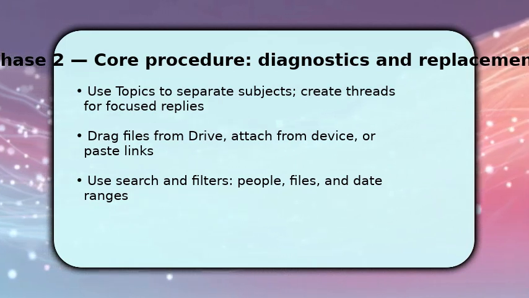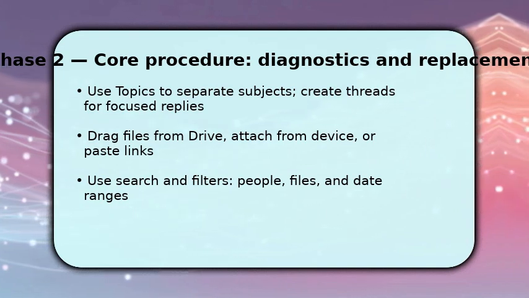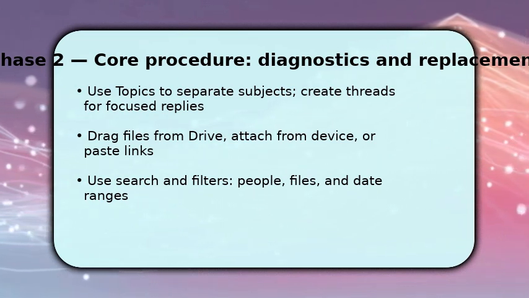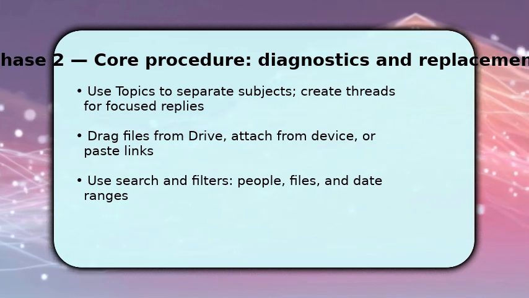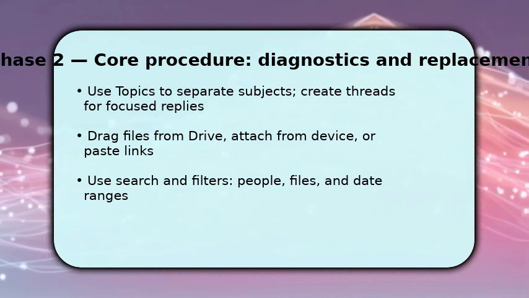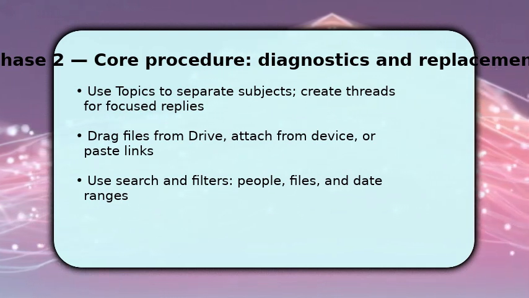This keeps context intact. Attach files directly from Drive or upload from your device. You can also paste links to external resources. Use the search bar and filters to find messages by person, file type, or date range. Because Spaces indexes attachments, you'll retrieve documents faster, so structure topics and name files clearly for reliable results.